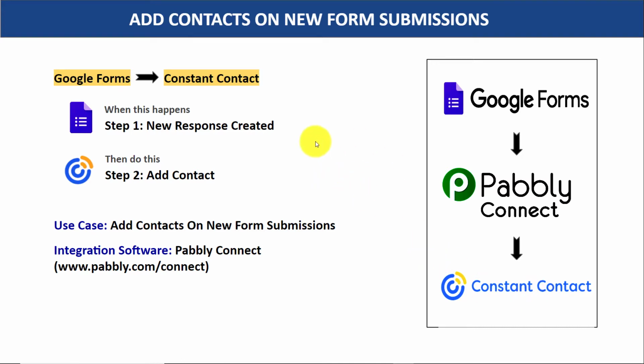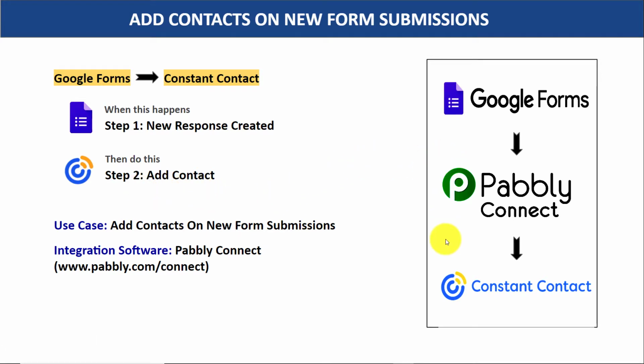So here you have two choices. The first choice is you can copy all the details of John from Google Forms, sort it out and manually add him as a subscriber in Constant Contact. The problem with this approach is it's actually very repetitive and tiresome. So I would suggest that you bring in some automation so that whenever a new response is created in Google Forms, it will automatically add him as a subscriber in Constant Contact.